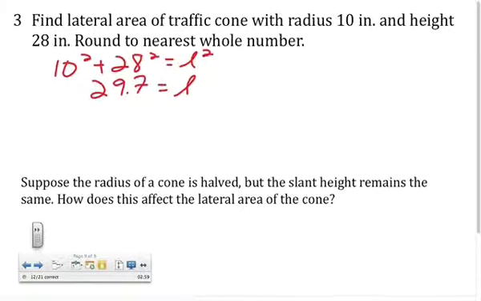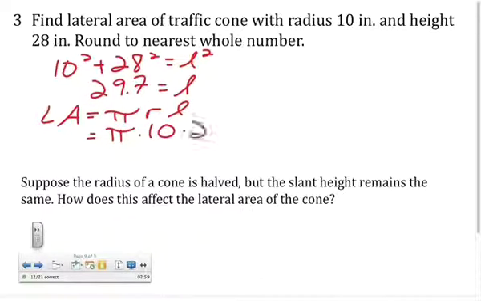And I don't clear my calculator, ladies. The formula for lateral area is pi r L. So pi times 10 times this 29.7 gives us 934.